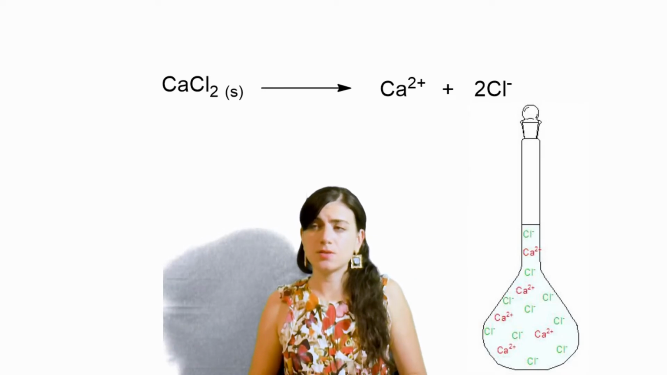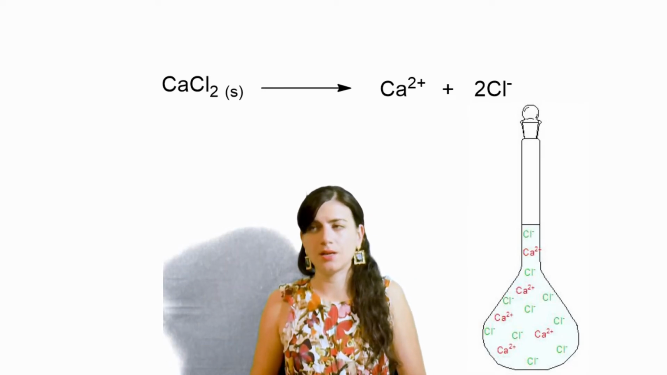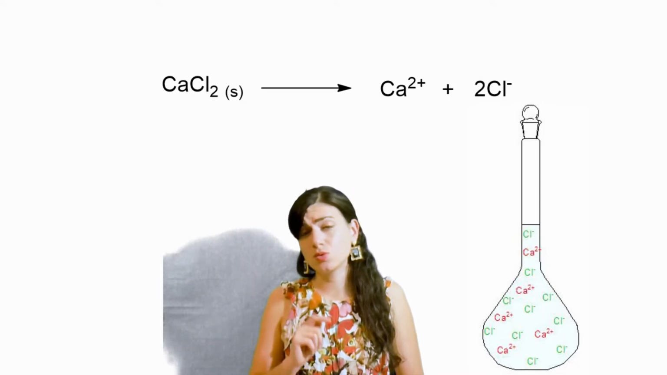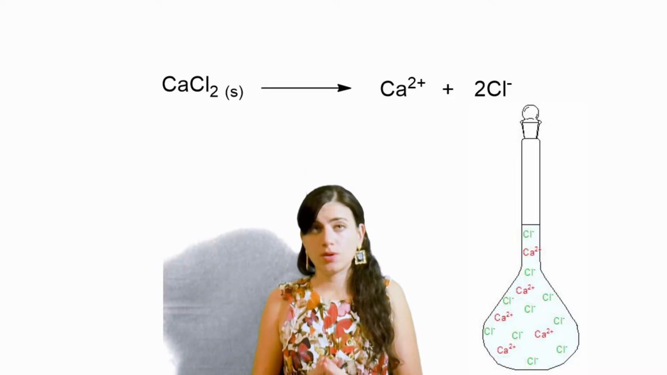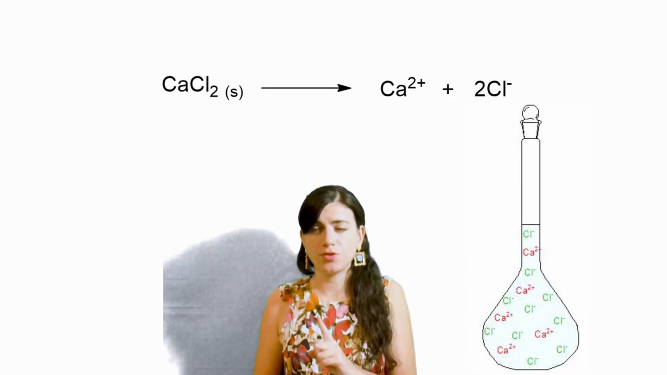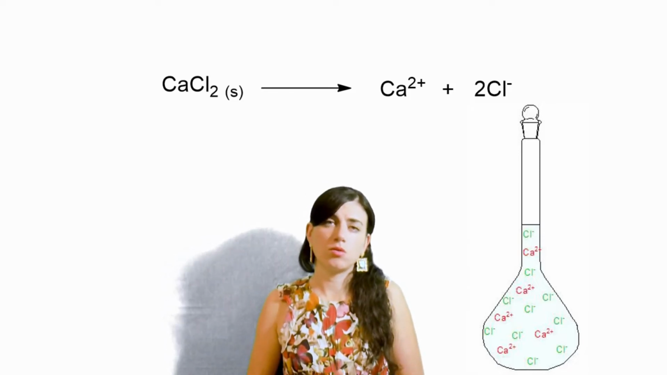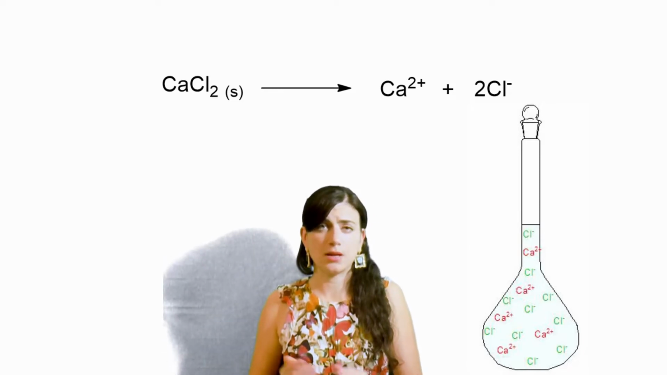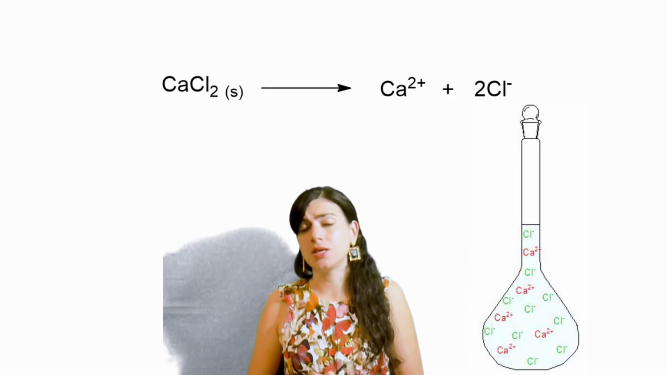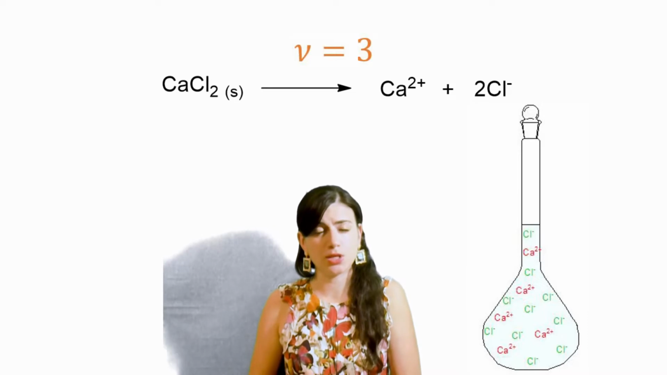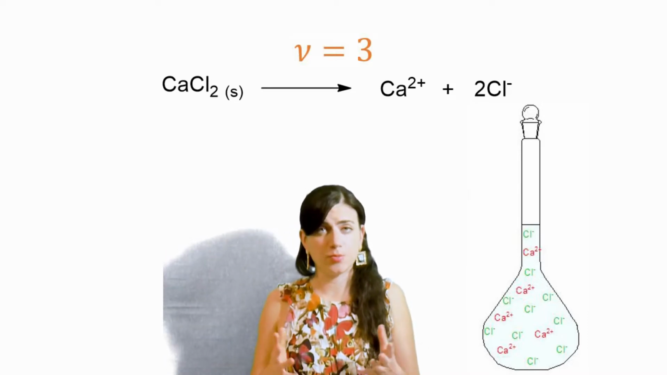Let's try with another salt, for example, calcium chloride. Calcium chloride is completely dissociated in water into Ca2+ plus 2Cl-. Now, if you sum the coefficients, you will have coefficient 1 for Ca2+ and coefficient 2 for Cl-. So 2 plus 1 is 3. So this time Ni is 3. This is the coefficient we have to add in our equation for colligative properties.